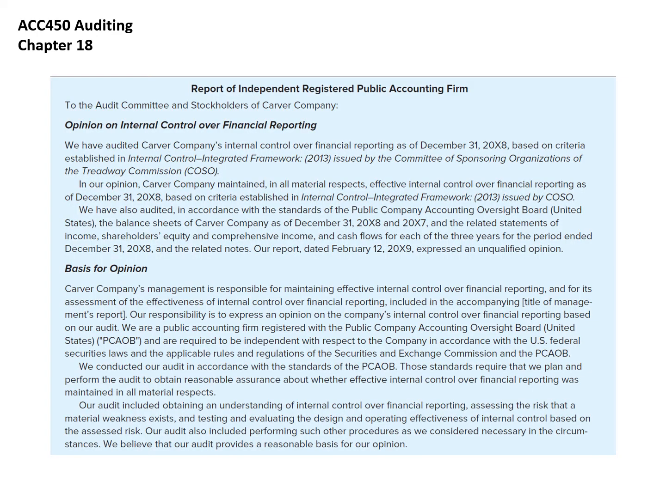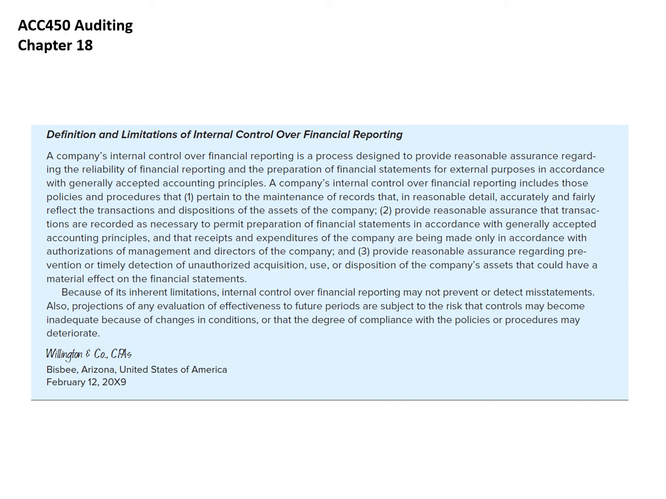So when a separate report is issued versus an integrated report, we had an example of an integrated report in the last chapter. So I wanted to show you an example of a separate report. In this case, the auditors audited Carver Company, and they talk specifically about the internal control over financial reporting. So they give their opinion, what their basis for their opinion is, the limitations that they have found, and then they sign it, indicate where they are located, their main office, and the date.